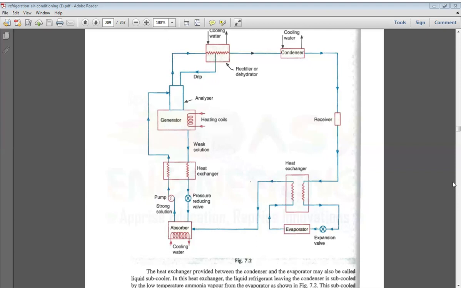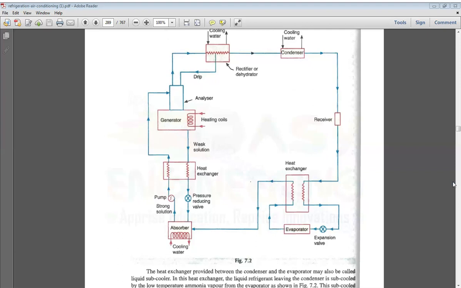From the dehumidifier, this pure refrigerant enters into the condenser. The condensation process occurs and it leaves as high pressure and high temperature liquid refrigerant, that is liquid ammonia only, and it enters into the receiver, or this is the accumulator simply. It then goes through the expansion device, and its pressure reduces up to the evaporator level and enters into the evaporator.